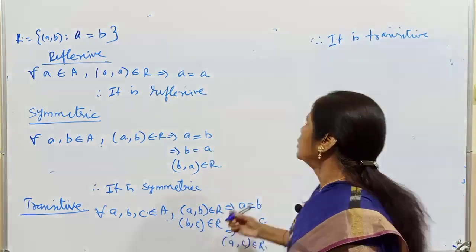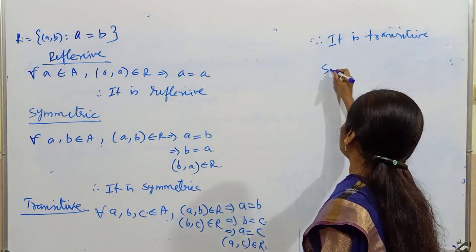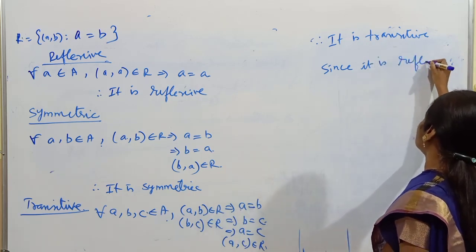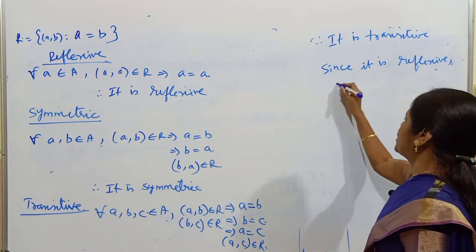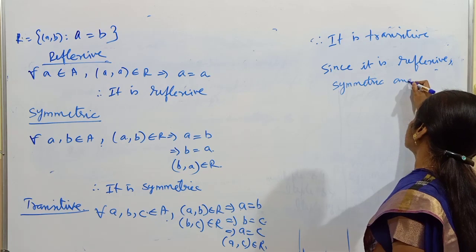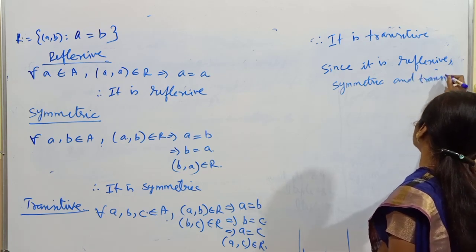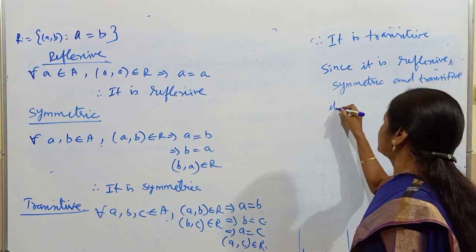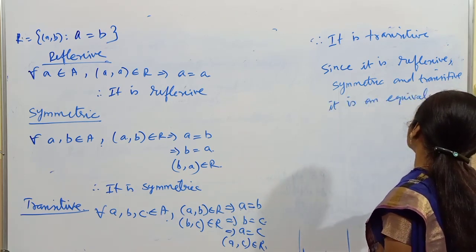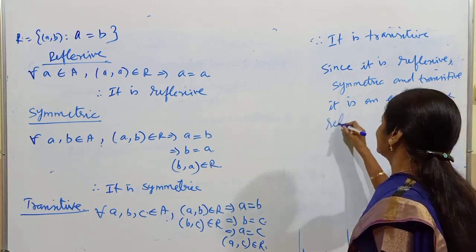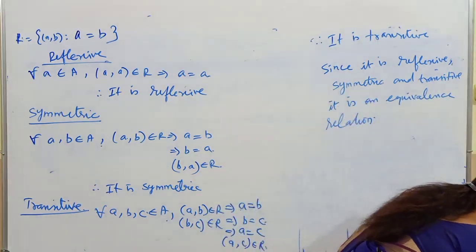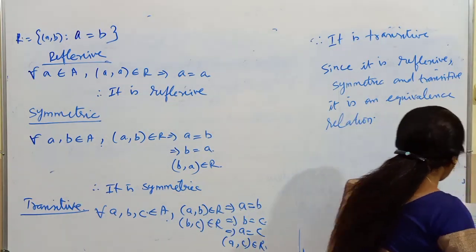It is transitive. Right. Now what will you say here? Since it is reflexive, symmetric and transitive, it is an equivalence relation. Right. Now, we have one subdivision there. I'll write that question.